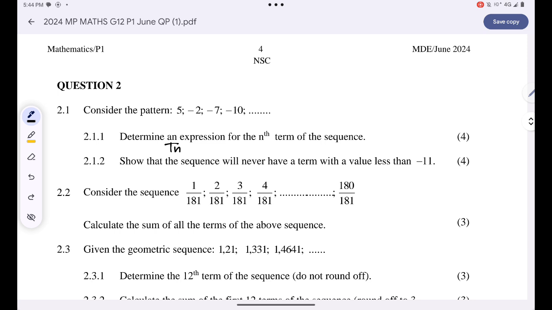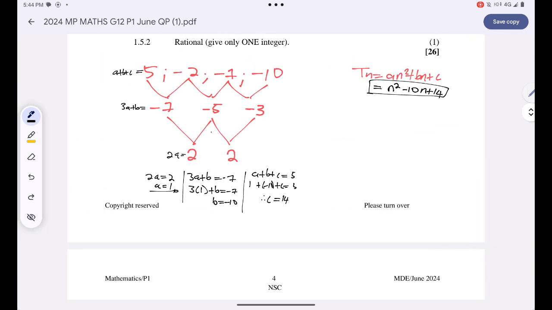Our nth term Tn is just n squared minus 10n plus 14. Now you're supposed to show that the sequence will never have a term less than negative 11. Just show that this particular sequence will never have a term which is less than negative 11. Okay, let's try to solve for n.